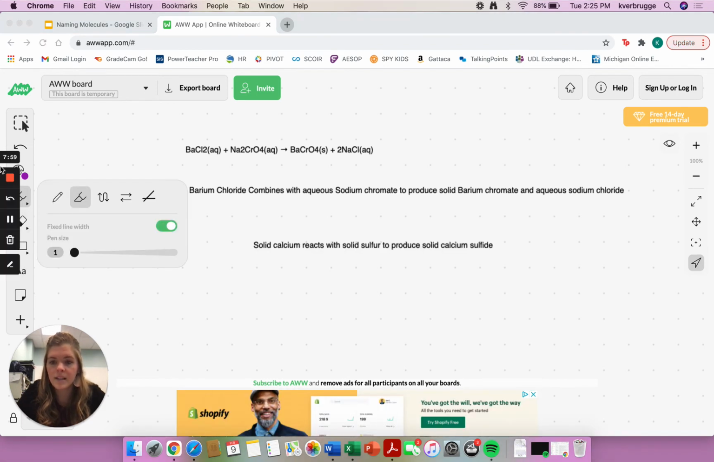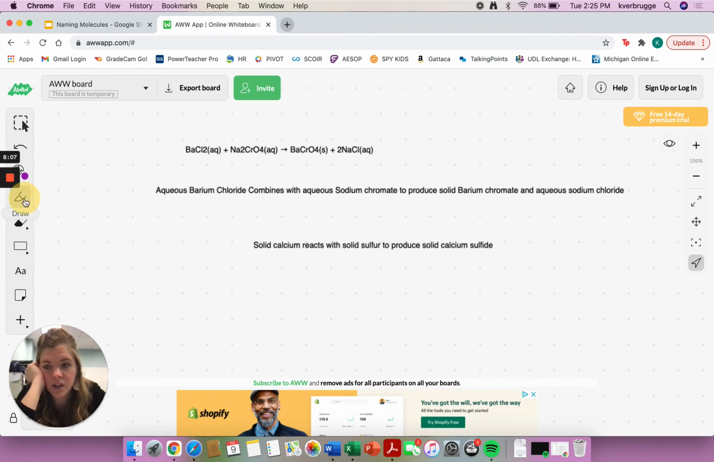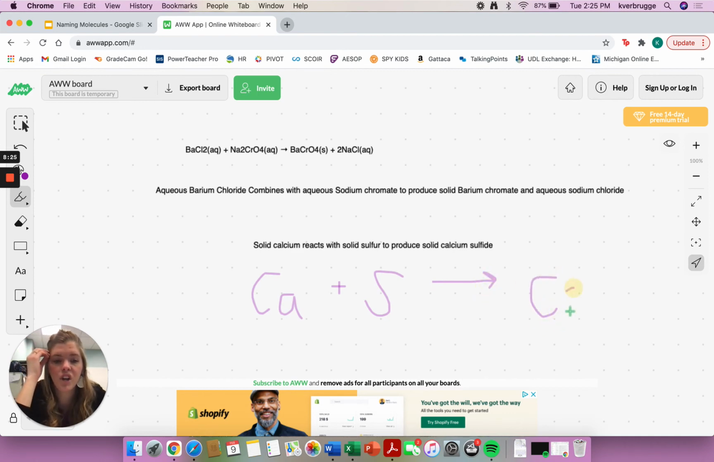This one again is a little bit different. This time we're given solid calcium reacts with solid sulfur to produce solid calcium sulfide. So we're kind of starting with what we were making up here. So solid calcium, Ca, reacts with solid sulfur, S, to produce calcium sulfide. We can just do a general overview of what we think this might look like, and then we can go back in and add things to it.